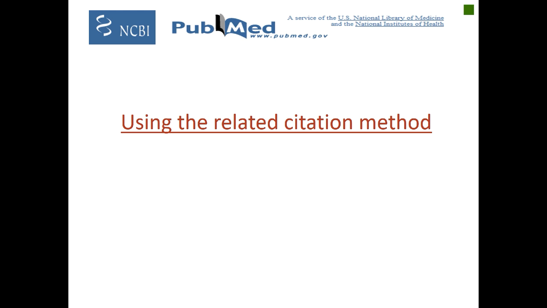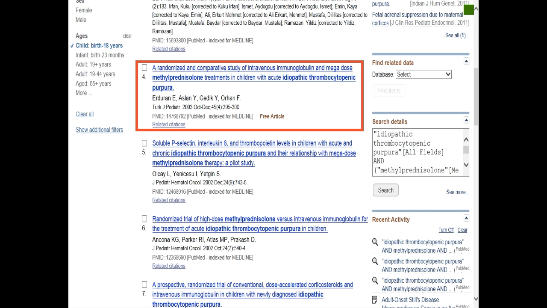The second technique is the use of related citation methods. And by the way, this method will solve the problem of synonyms that we mentioned at the start of the PubMed search. Let's go back to the search results of the first technique, the keyword technique.